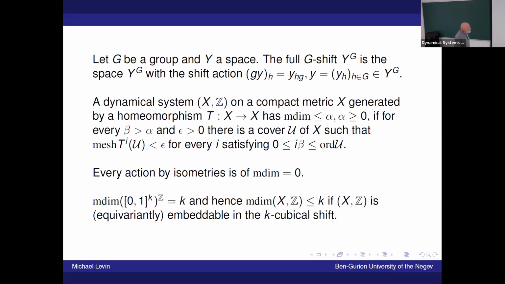So I will remind you the definition of the mean dimension of a Z action, or a homeomorphism of a compact metric space X. This notion was introduced by Gromov, and for Z actions it can be defined in this simplified way.